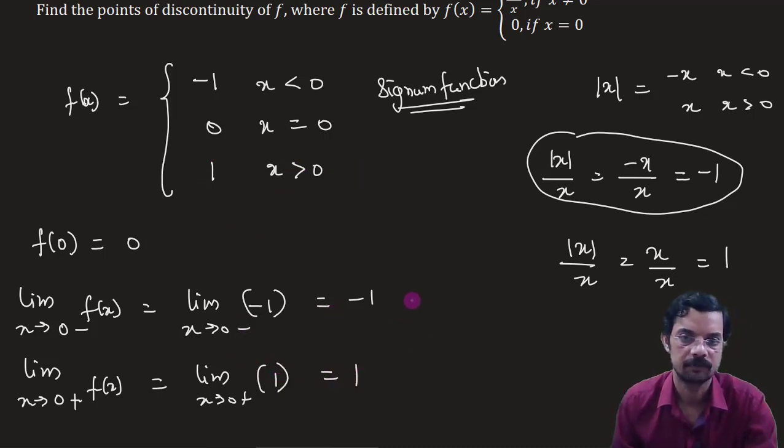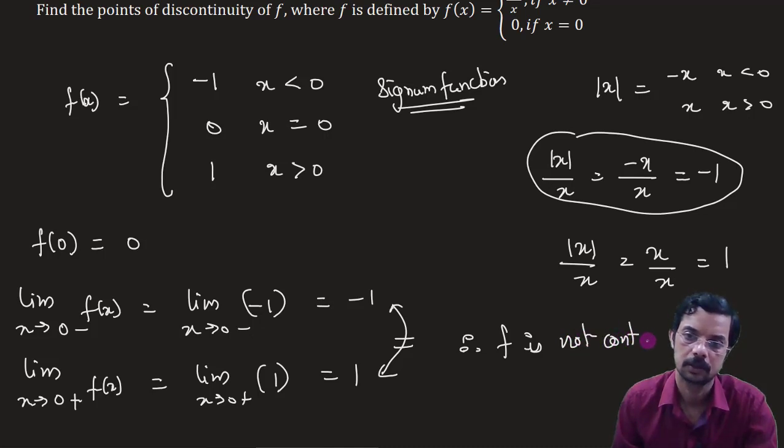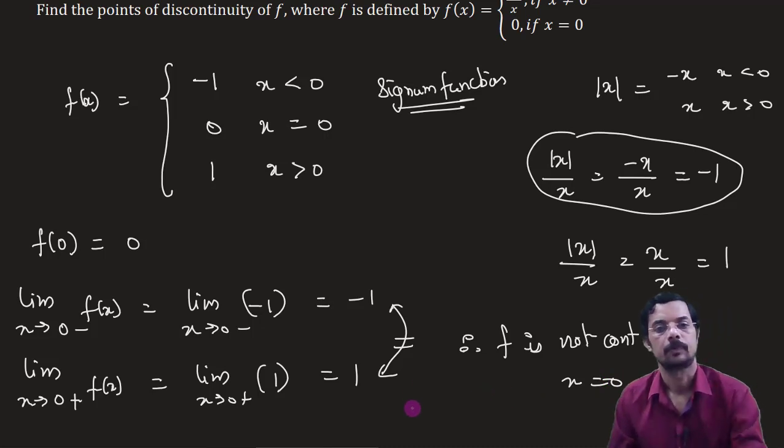So here the left hand limit and right hand limit do not match, and even they are not equal to the value of the function. So therefore f, the signum function, is not continuous at x equal to 0.